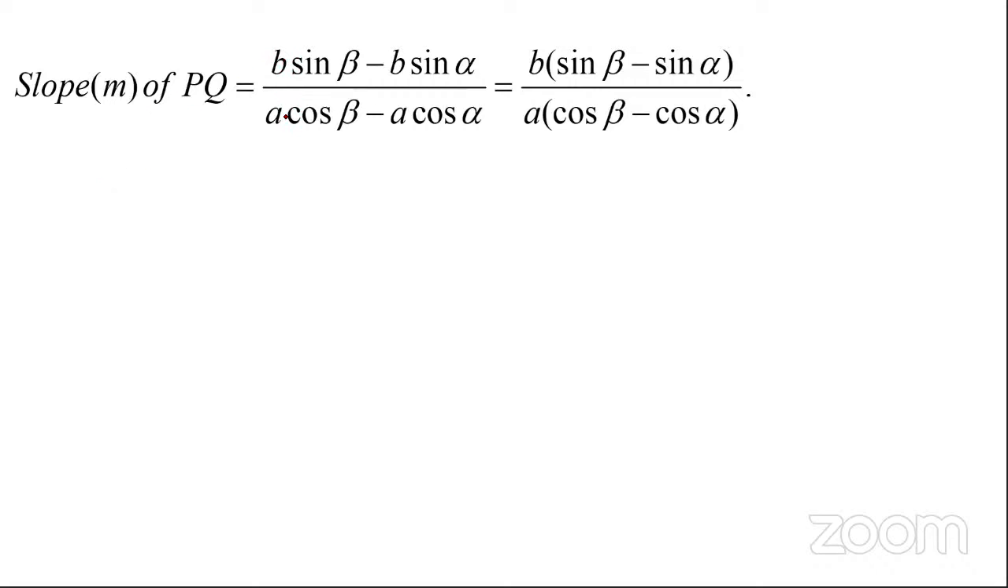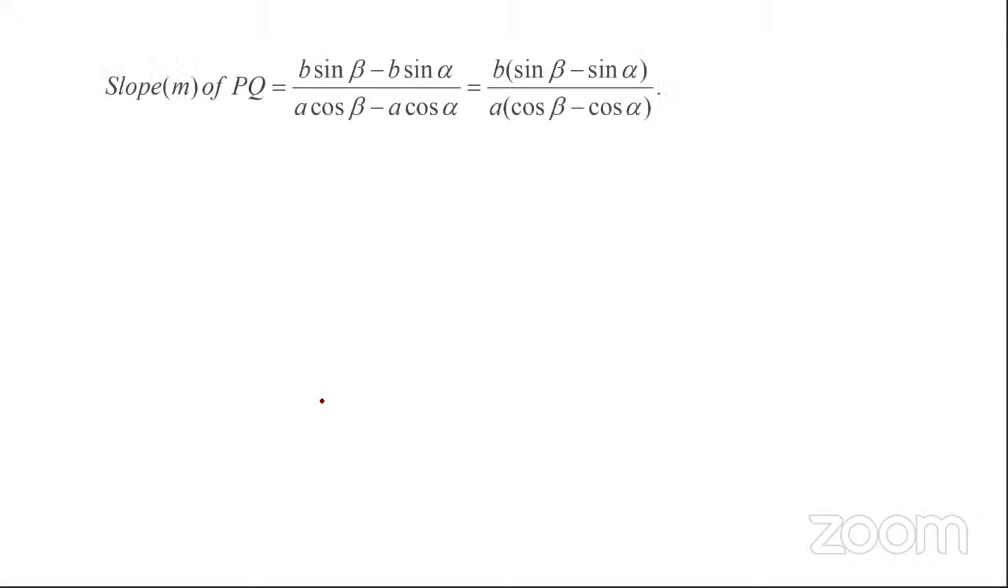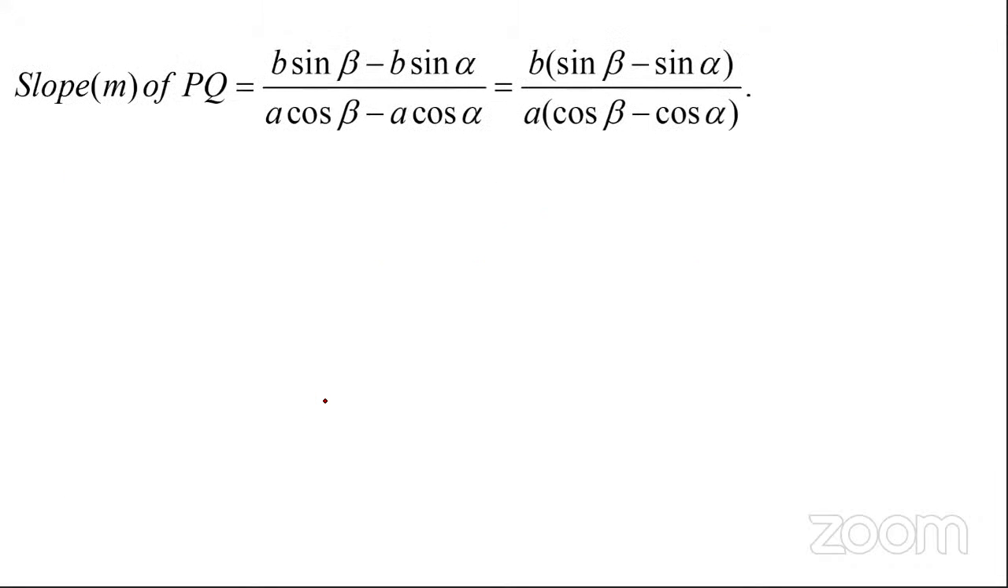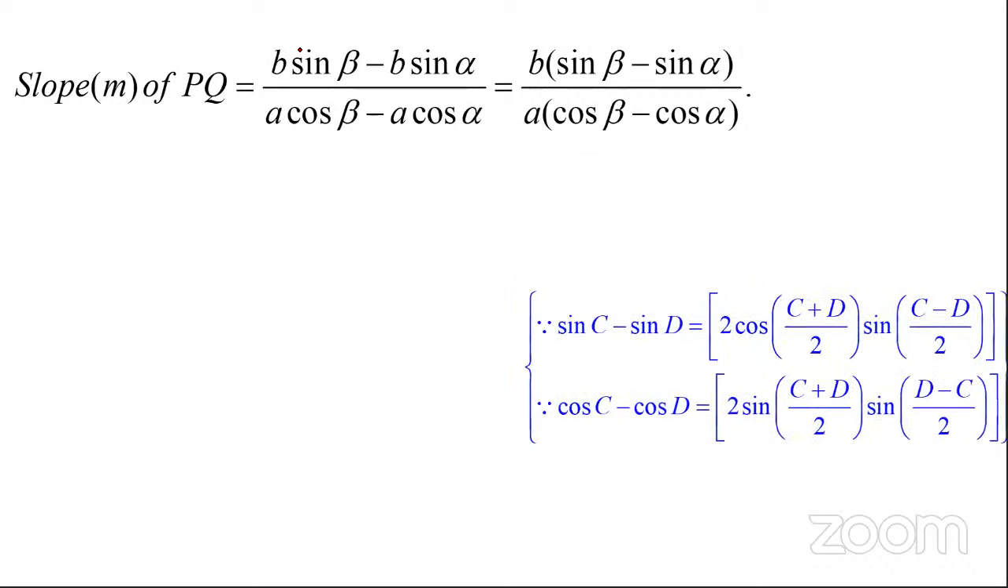So now the slope of PQ is b sin beta minus b sin alpha by a cos beta minus a cos alpha. Taking b common from the numerator, you will get b of (sin beta minus sin alpha) by a of (cos beta minus cos alpha). We know the formulas for sin C minus sin D and cos C minus cos D. Similarly, I'm applying those formulas.